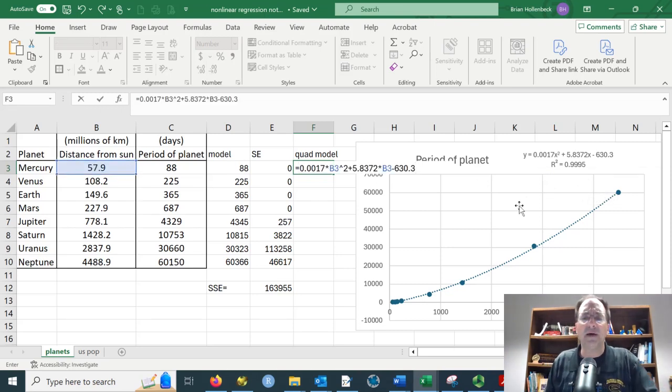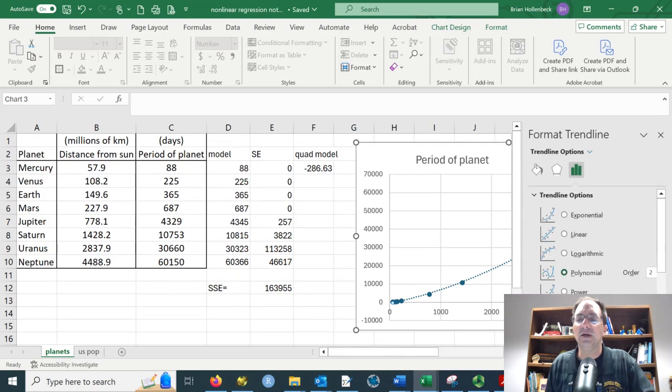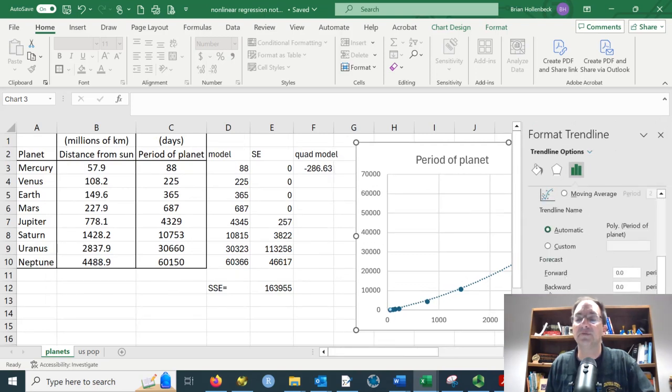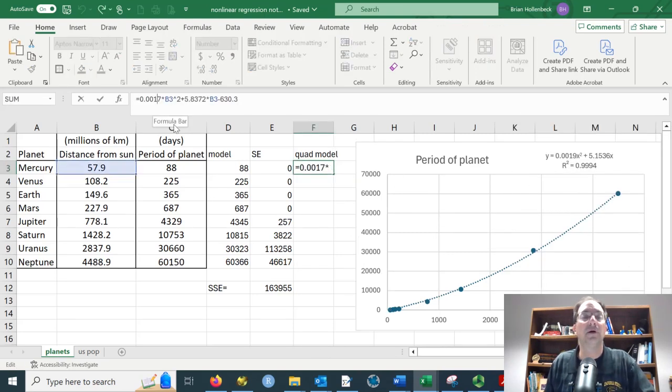Actually, when we look at that model, we see that it has a negative y-intercept, which doesn't really make a lot of sense. So one thing we might want to do to fix that is we can come down here, and there's an option to set the intercept to 0. And so now we get a little nicer, at least more sensible model. So that changed that first coefficient to 0.0019, and the next one to 5.1536.